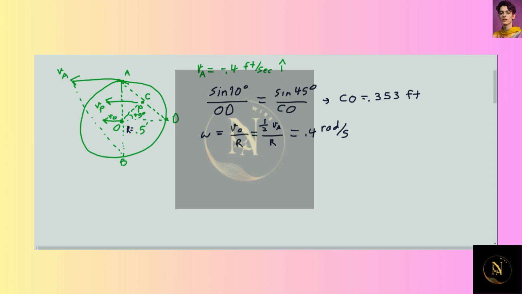And here we want to be careful and make sure we put in the magnitude of VA and not the negative 0.4 that just is saying it's moving to the left.